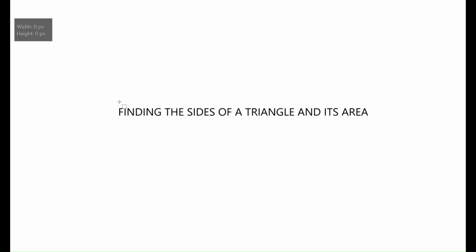So hello everyone. Today we will tackle finding the sides of a triangle and its area. There are different kinds of triangles, but first we will talk about the right triangle. So what is a right triangle? A right triangle is a triangle that has an angle of 90 degrees.